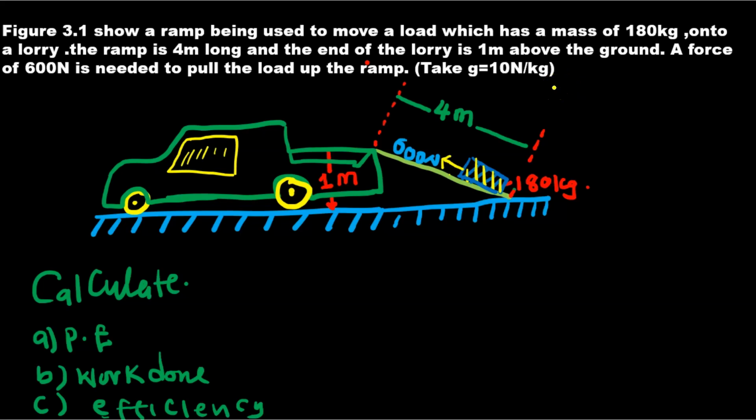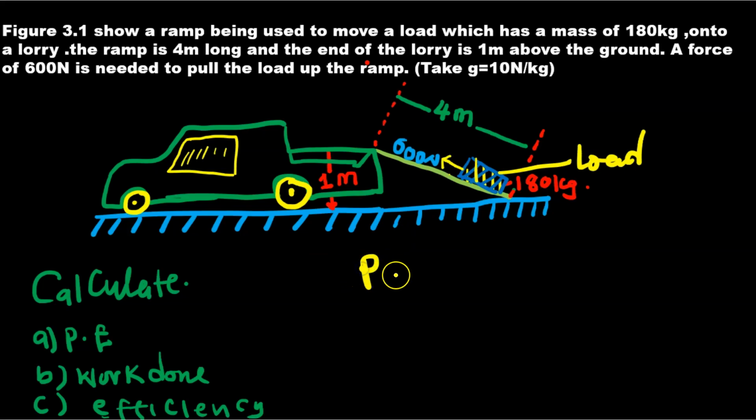So the first question is, calculate the gravitational potential energy gained by the load as it goes from the bottom to the top of the ramp. So we are looking at the potential energy. The load that we have is this one. Now they're asking us to find the potential energy gained by this one as it goes on top of the ramp. Okay, so how do we calculate the potential energy?